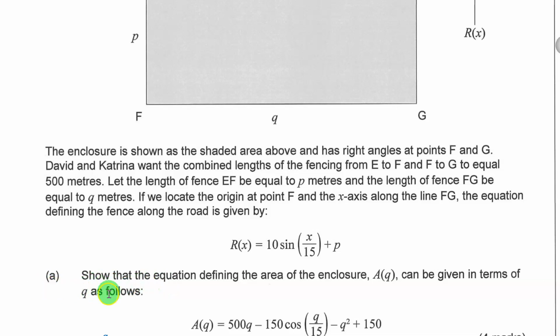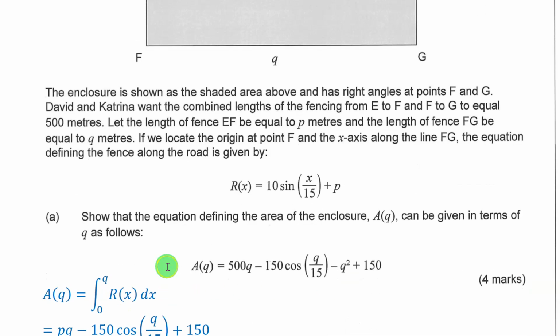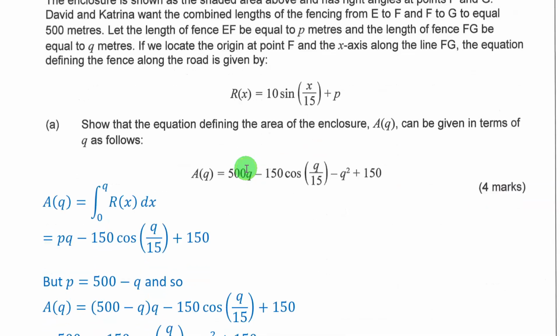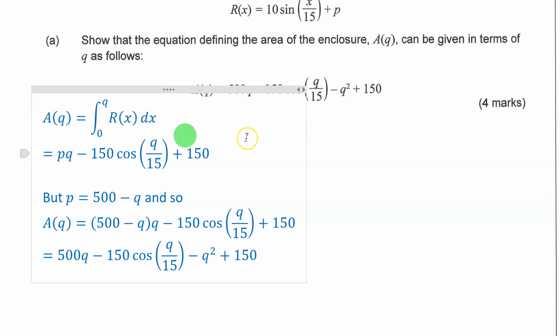Part A says show that the equation defining the area of the enclosure can be given in terms of Q as follows. So basically, looking at the picture, if this is the y-axis and this is the x-axis, we simply need to integrate R of X between 0 and Q to get that area. So that's where our solution begins: the area is the integral from 0 to Q of R of X. So let's grab ClassPad and get going on this one.